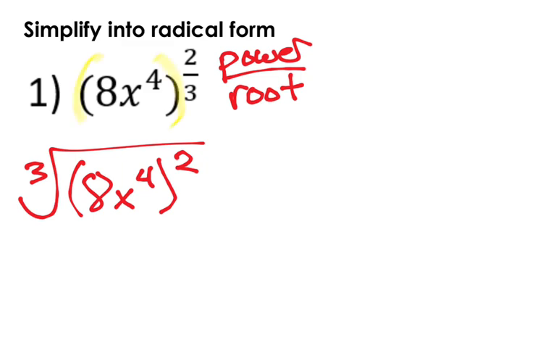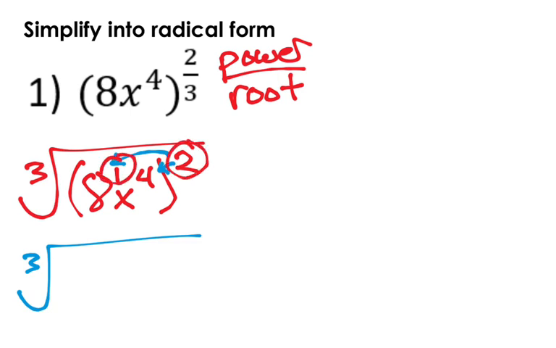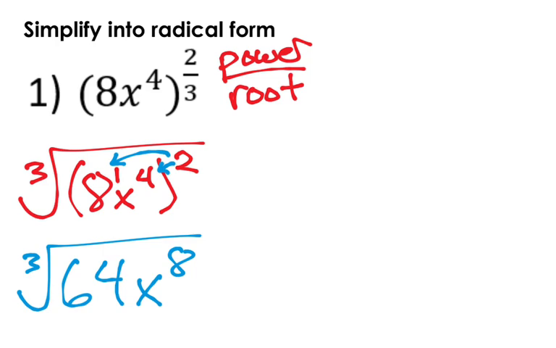Since we have parentheses around that, the power of 2 is going to be applied to the entire 8x to the 4th power. And now we can continue simplifying by squaring the 8. Remember, the 8 would have had a power of 1, so you're going to get 1 times 2, and that's going to give us 8 squared, and that's going to be 64. And then 4 times 2 is going to be 8.